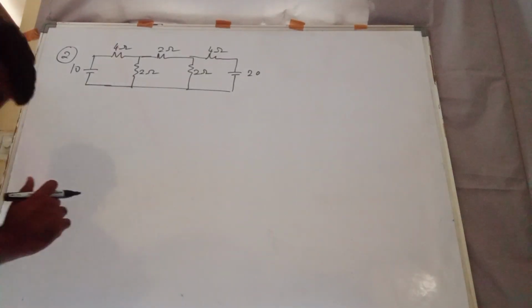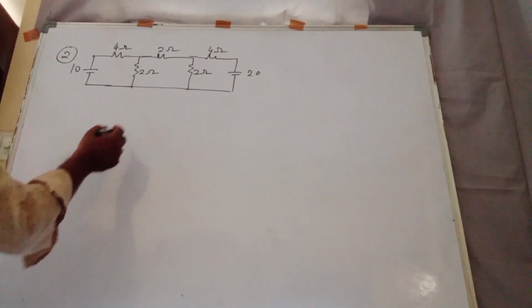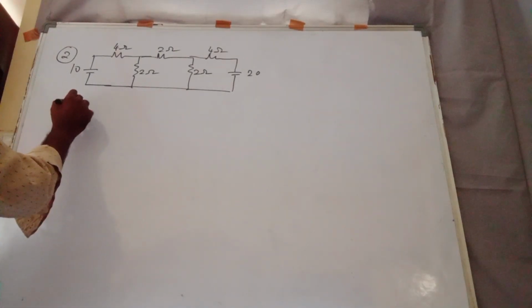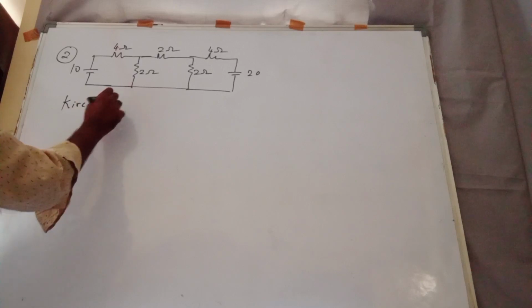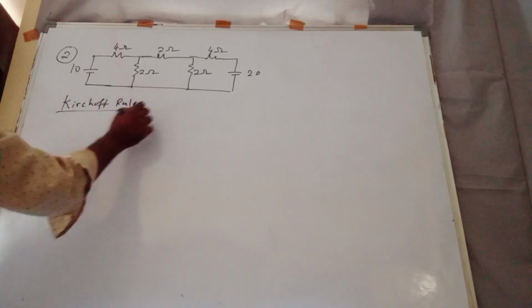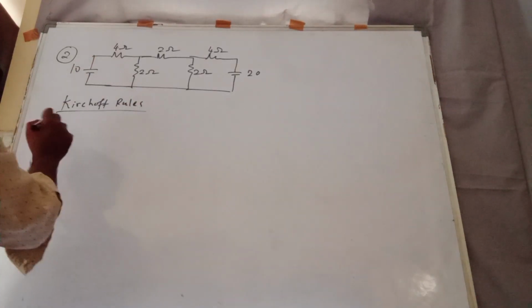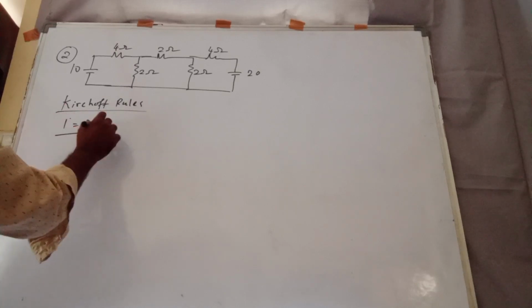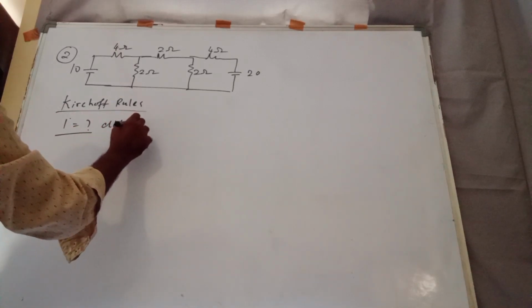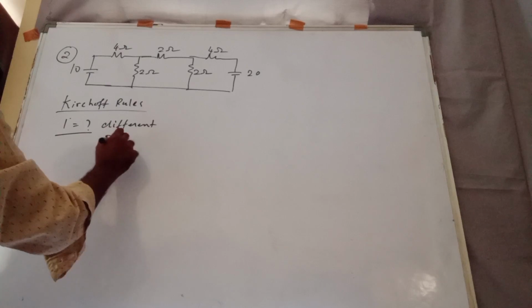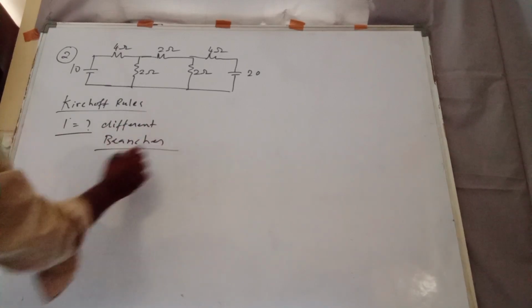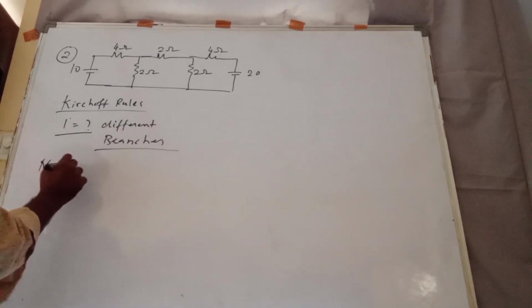Let us see the second problem. This type of problem can be solved by Kirchhoff's rules also. Here we are trying to find the branch current values. We are trying to find I in different branches. Okay, but I am going to use a method called nodal analysis.